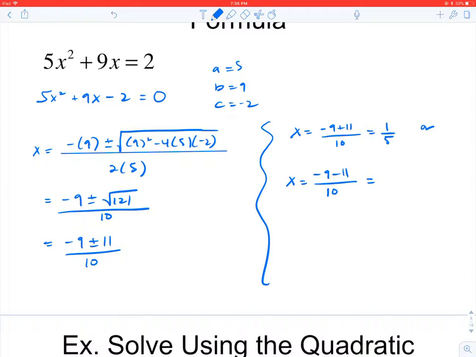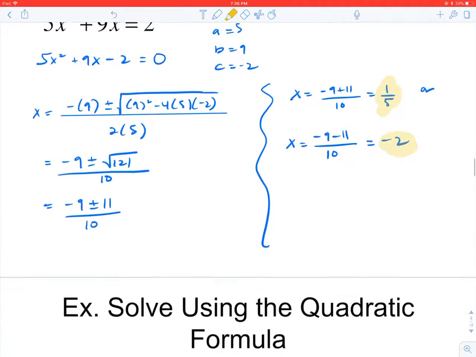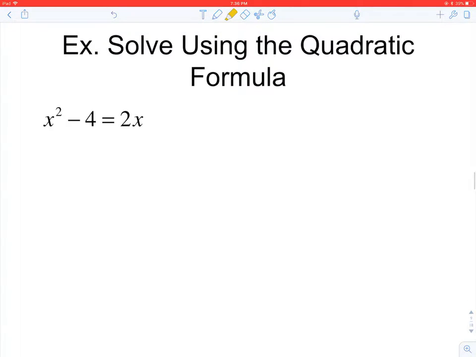Okay, and then -9 minus 11 divided by 10 would be -20 divided by 10, which is -2. So 1/5 and -2 are our solutions.